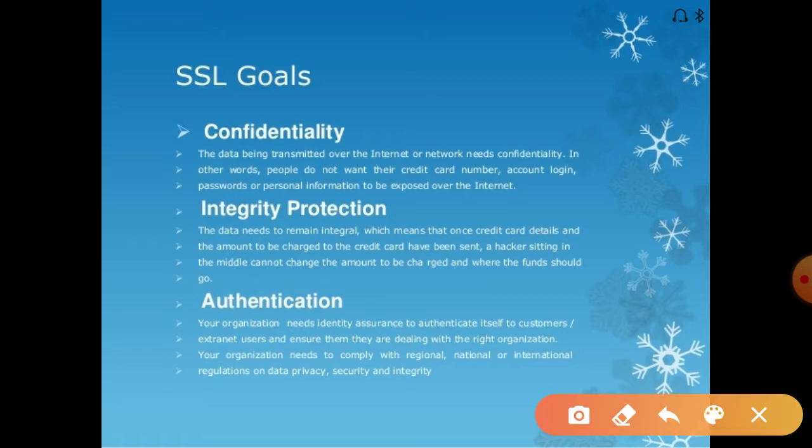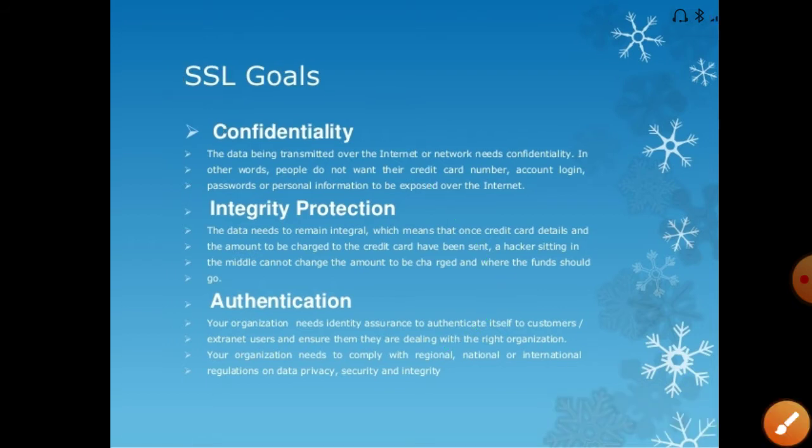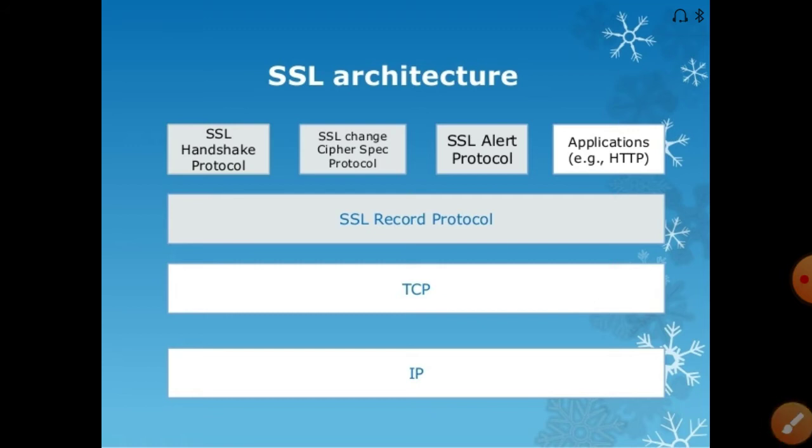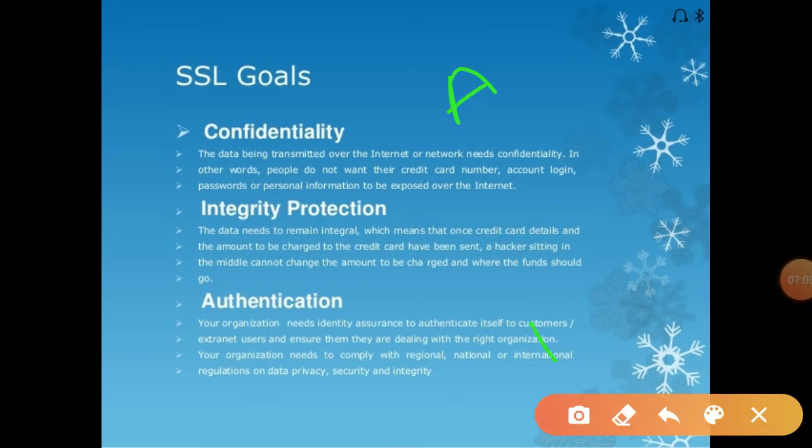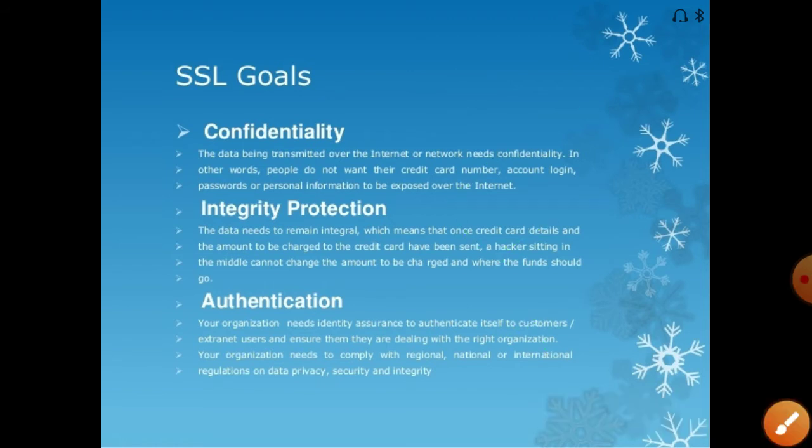So these are the three services provided by the SSL. Okay, next we will see the architecture of the SSL. Before this, where does this SSL protocol exist in the network? This protocol exists between the application layer and the transport layer. Like how it exists, we will see.